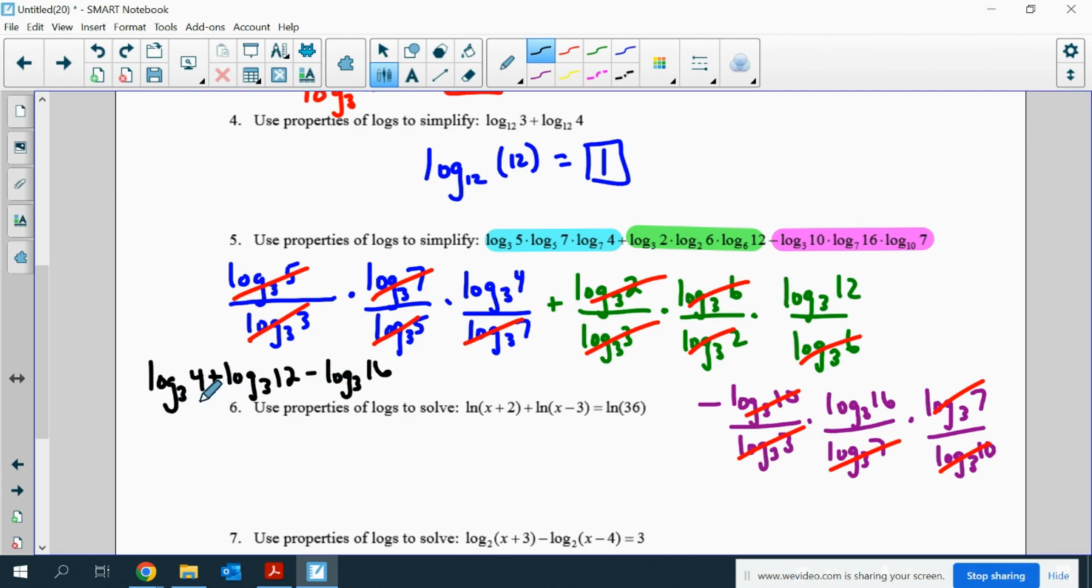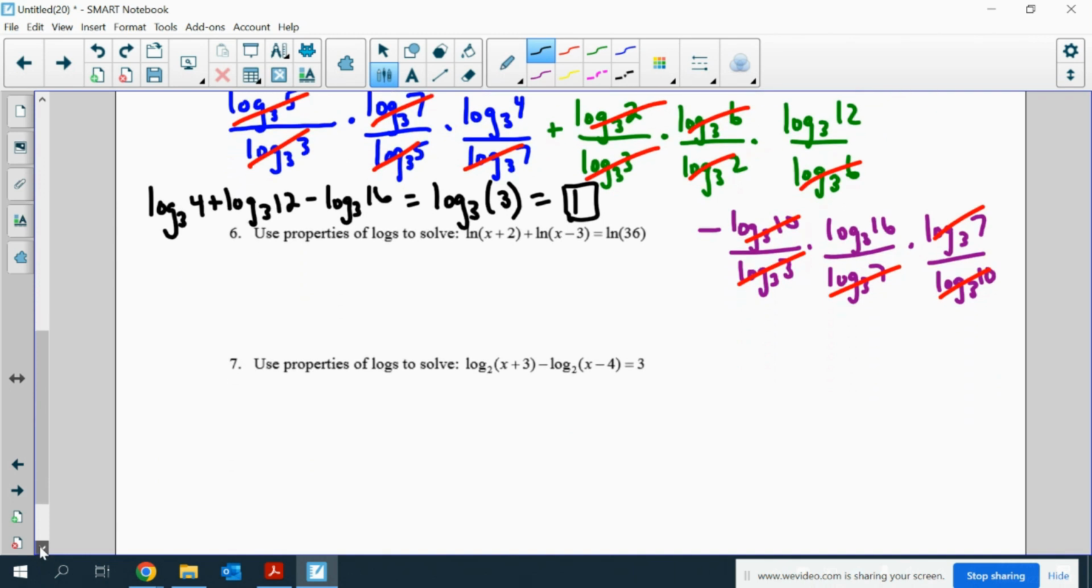Since all of these have the same base, I can use the condensing property to multiply 4 times 12 and then divide it by 16, all inside of a log base 3. So 4 times 12 over 16 is all on the inside. And 4 times 12 over 16 is 48 over 16, which is 3. So I end up with log base 3 of 3. So this whole problem was just 1. It makes me kind of annoyed that I wrote this entire long problem and the answer was 1, but such is life.